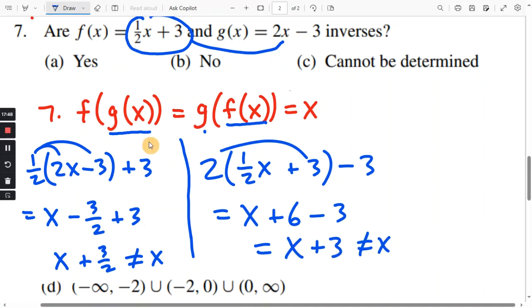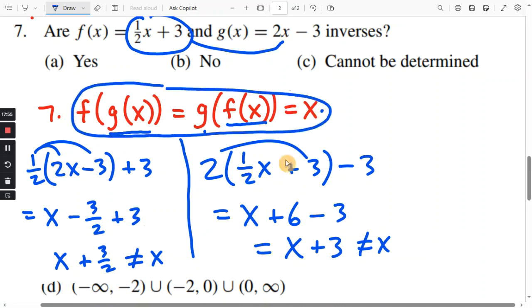So again, in order for it to be yes, both of these have to equal x. If either one doesn't equal x, you're done, and the answer is no. So this step was unnecessary.